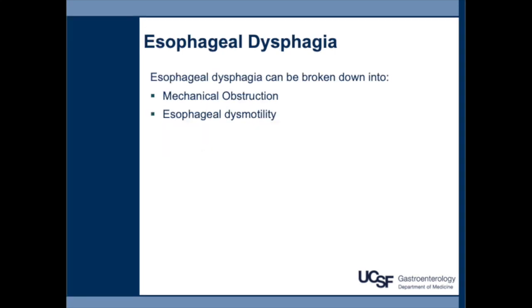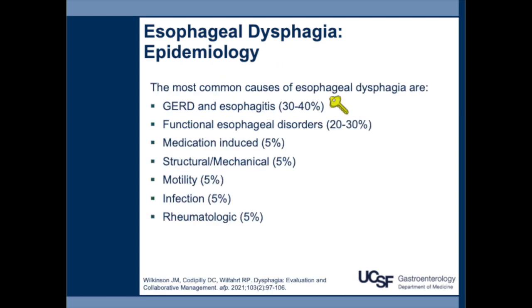Okay, let's move on. The focus of our talk today is on esophageal dysphagia. Esophageal dysphagia can be broken down into two separate entities, the first being mechanical obstruction and the second, esophageal dysmotility. It's important for us to understand the etiologies of esophageal dysphagia so we can target our history taking in clinic. Here's a list of the most common conditions.